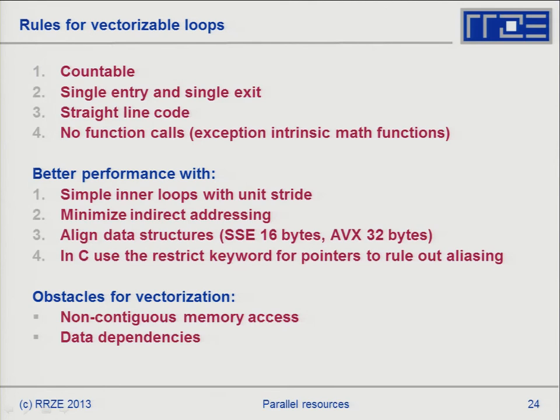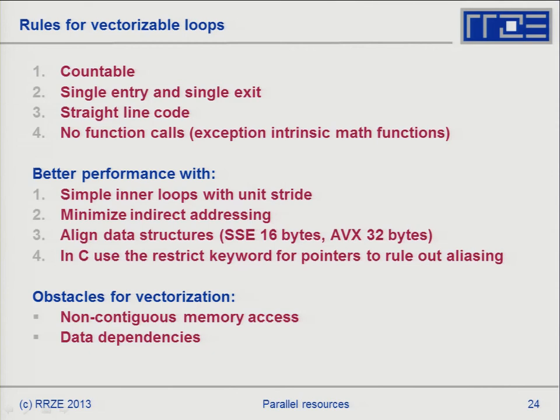Okay, to sum up, there are some rules for vectorizable loop kernels. This is taken one-to-one from the Intel documentation. The loop must be countable, which means that do loops in C and also while loops cannot be vectorized. The compiler must be able to figure out the loop count, or must be able to generate code that figures out the loop count at runtime, so while loops cannot be vectorized.